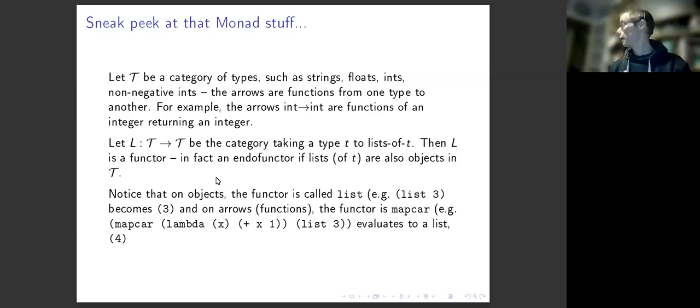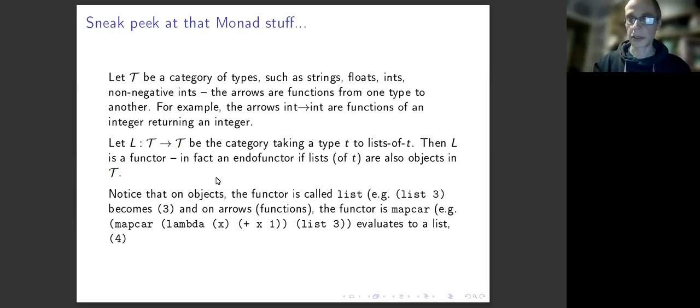So this is my last slide, and we're also running out of time, so that's good. So in programming, you may ask, what is the point of all this? Why are we talking about monads? So let T be a category of things like types, like strings and floats and integers, but also potentially lists and sets and vectors and whatever constructions you have in your code in Lisp. So essentially, T is a category of types. And the arrows between the types are the functions that take one type to another type.